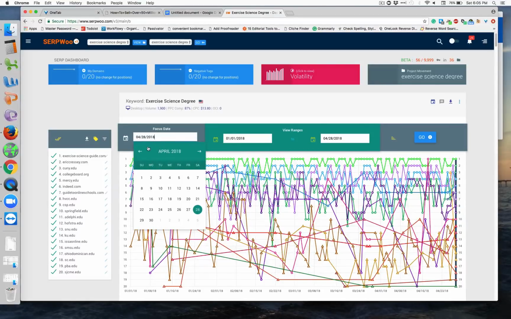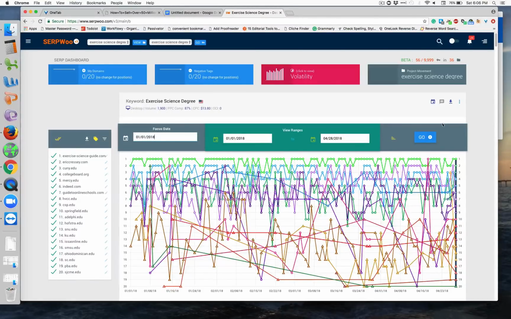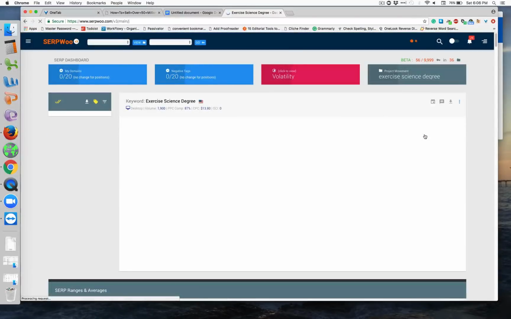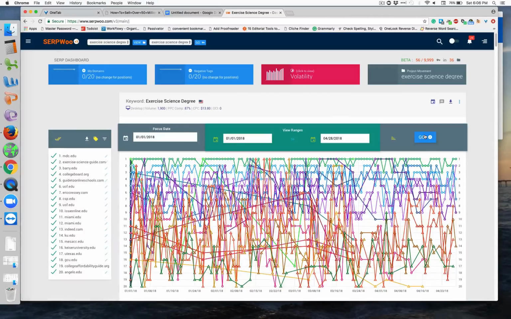So I'm actually going to change this. I want my focus date to actually be the first date in our range, which just happens to be January 1st, 2018. And now what I'm doing is I'm basically telling SERPWoo, I want to look at January 1st through April 28th. That's my range. But I only want to focus on who was ranking January 1st of 2018. Not who's ranking today, April 28th, but who was ranking January 1st.